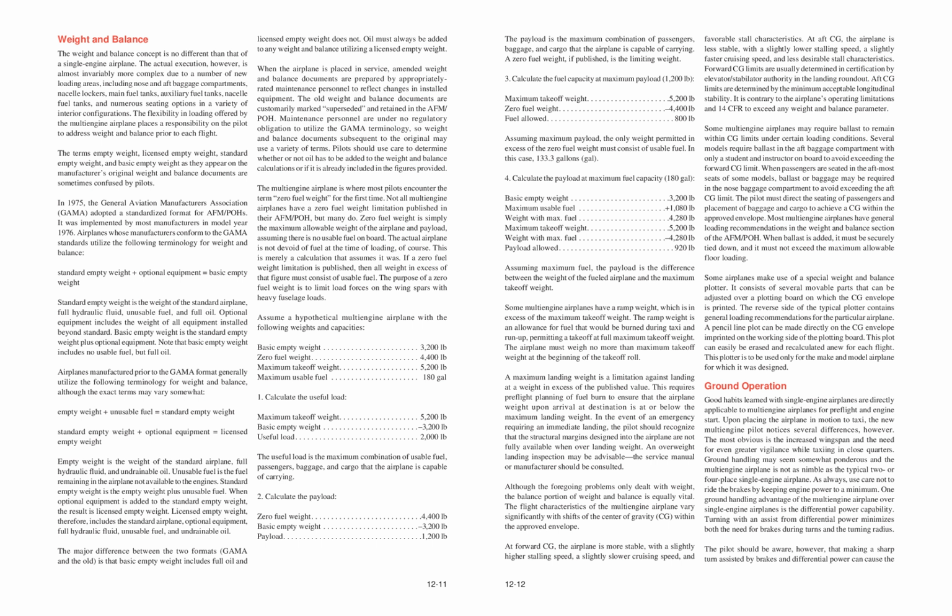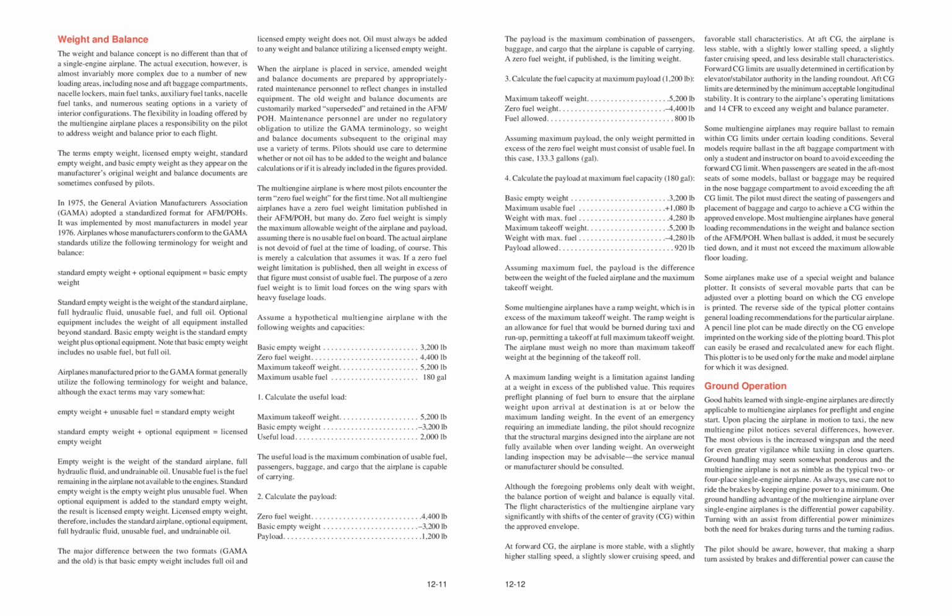When the airplane is placed in service, amended weight and balance documents are prepared by appropriately rated maintenance personnel to reflect changes in installed equipment. The old weight and balance documents are customarily marked superseded and retained in the AFM/POH. Maintenance personnel are under no regulatory obligation to utilize the GAMA terminology, so weight and balance documents subsequent to the original may use a variety of terms. Pilots should use care to determine whether or not oil has to be added to the weight and balance calculations or if it is already included in the figures provided.